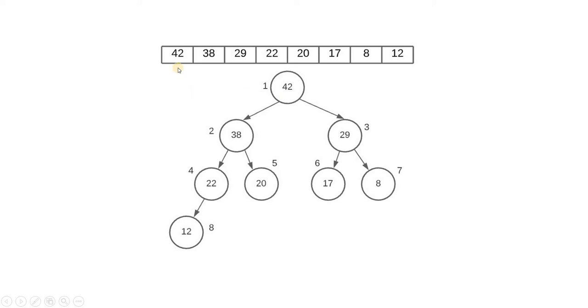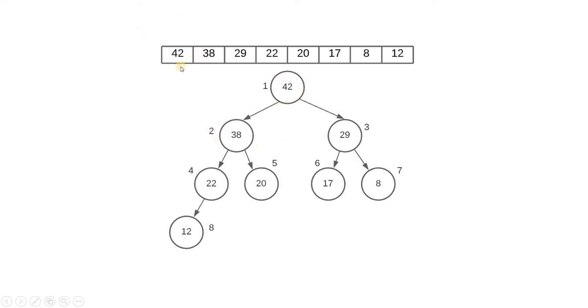So let's try that for 42. Sorry, the index of 42, which is 0. I'm going to multiply that by 2, which gives us 0. And now I want the left child node, so I will plus 1. So I get 1. 2 multiplied by 0 is equal to 0, plus 1 is 1. So I look at index 1, and guess what? There is 38 over here. And if you look at the heap, we can see that 38 is clearly the left child node of 42.